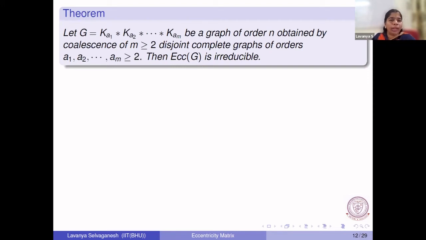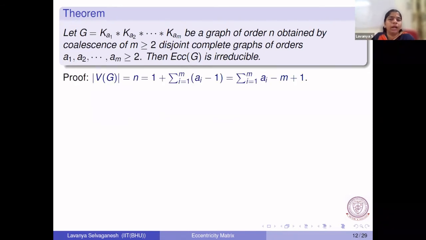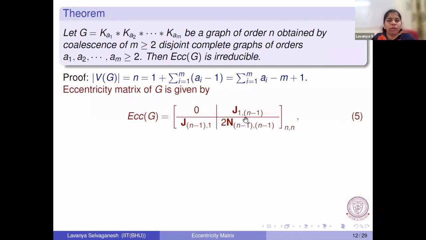So how can we prove this? The proof is not so immediate, but it does follow through a sequence of steps. Let me go through this. First, let us observe that the number of vertices in this graph is going to be the sum of all these a_i minus m plus 1. Let me denote it by small n so that it becomes easy for us to progress.